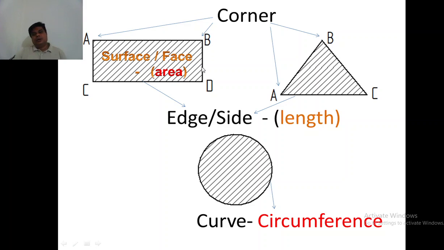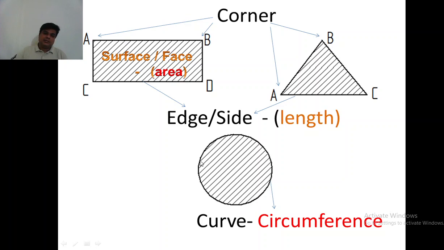So the corners are given by names A, B, C, D, capital letters, whereas edges are given by dimension length. So the length of this edge will be mentioned. For example, length of CD, say 50 mm or 60 mm. Length of this edge BD, say 20 mm or 30 mm. Length of this side AB, say 20 mm. Length of this side AC, say 30 mm, 40 mm, whatever it is.